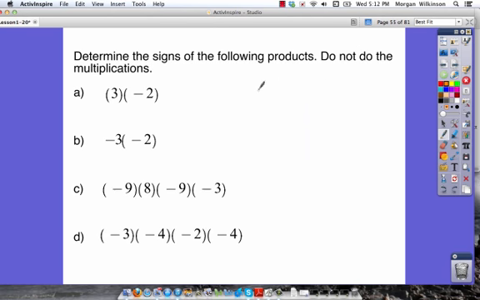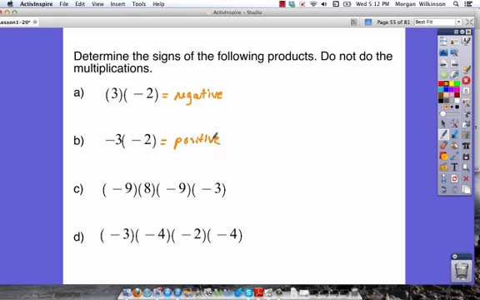Next problem we have, read the directions carefully because this one says, determine the signs of the following products. Do not do the multiplications. You don't even have to multiply. All you have to do is say whether the answer is positive or negative. So this first one, we've got the opposite of a positive. That's a negative. So this is going to be equal to a negative. That's all you have to do for this type of problem, is write whether it's going to be positive or negative. -3 times -2. That's going to be positive.